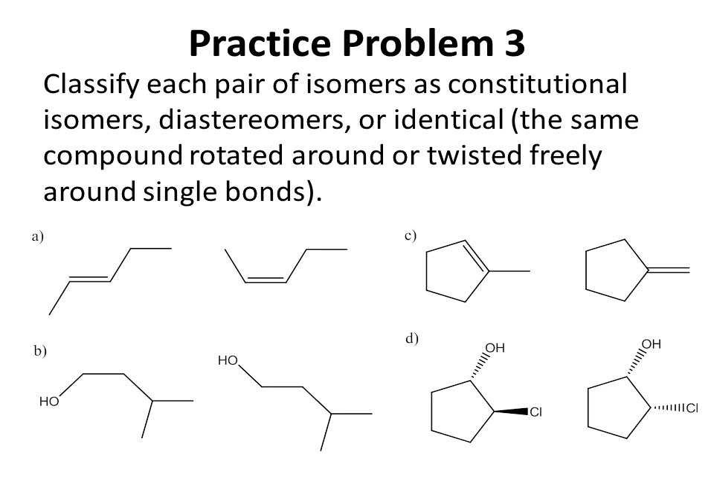Practice problem 3. Classify each pair of isomers as constitutional isomers, diastereomers, or identical. Now, compounds can be identical if you just flip the molecule around, rotate it about, or twist around a single bond so that it looks different, but remember, as long as the molecule is not a ring, you can just rotate freely around the single bonds.